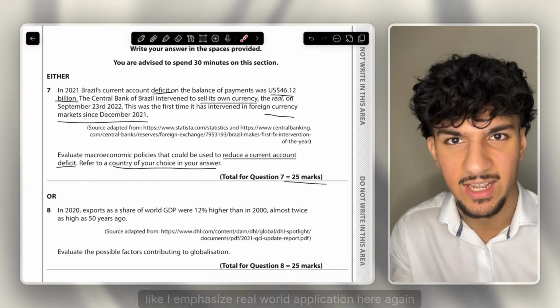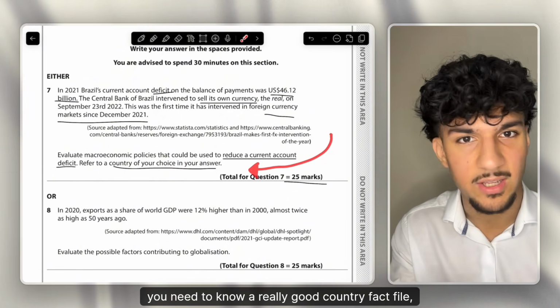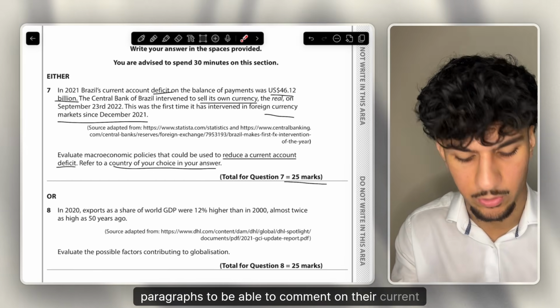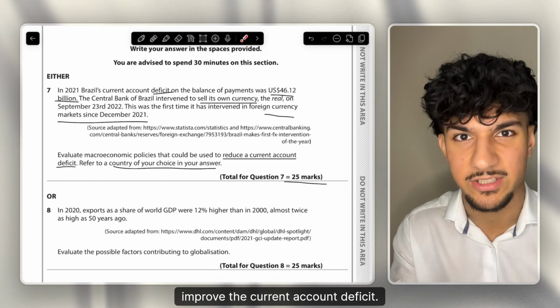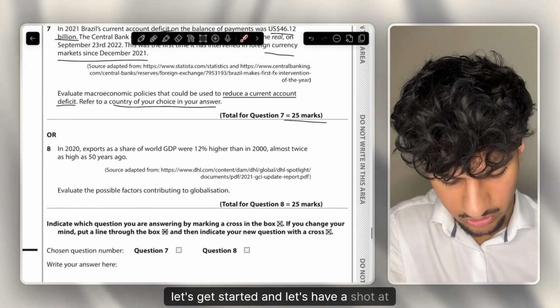And of course, like I emphasised, real world application. Here again, you need to know a really good country fact file, maybe one or two here for two different paragraphs, to be able to comment on the current account deficit and how we can use a policy to improve the current account deficit. So definitely just shows the need for real world application. But yeah, let's get started and let's have a shot at answering this.